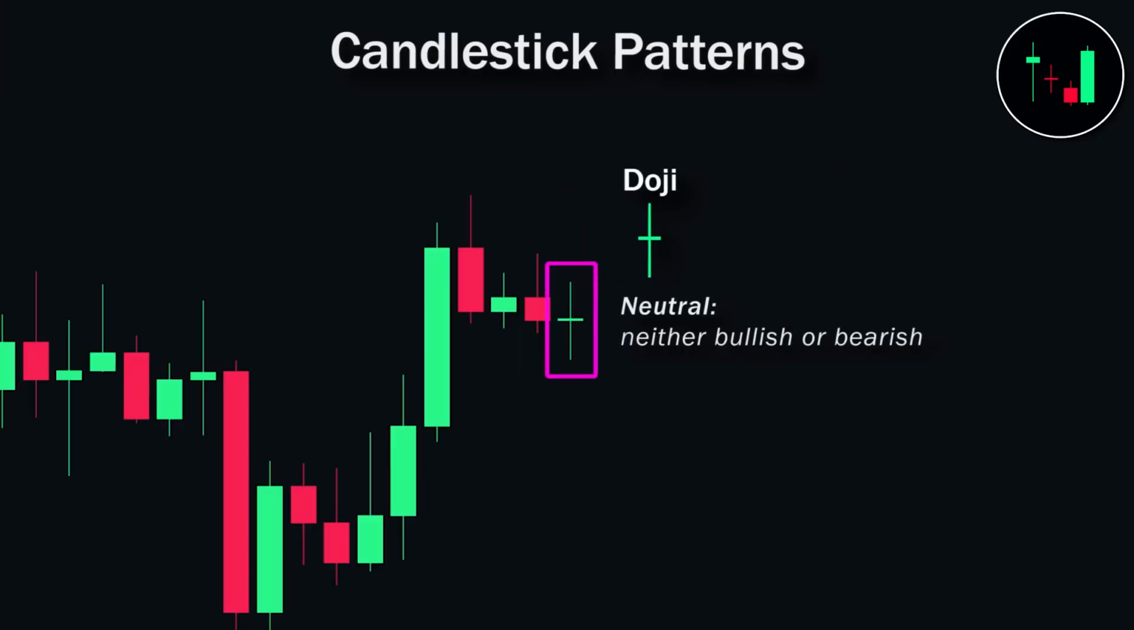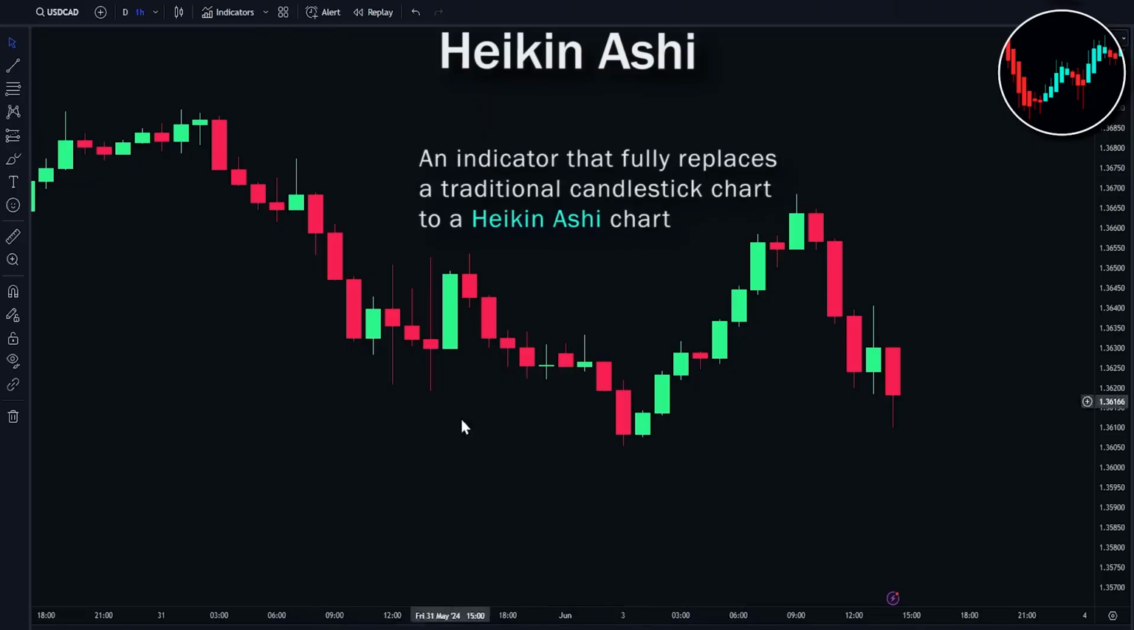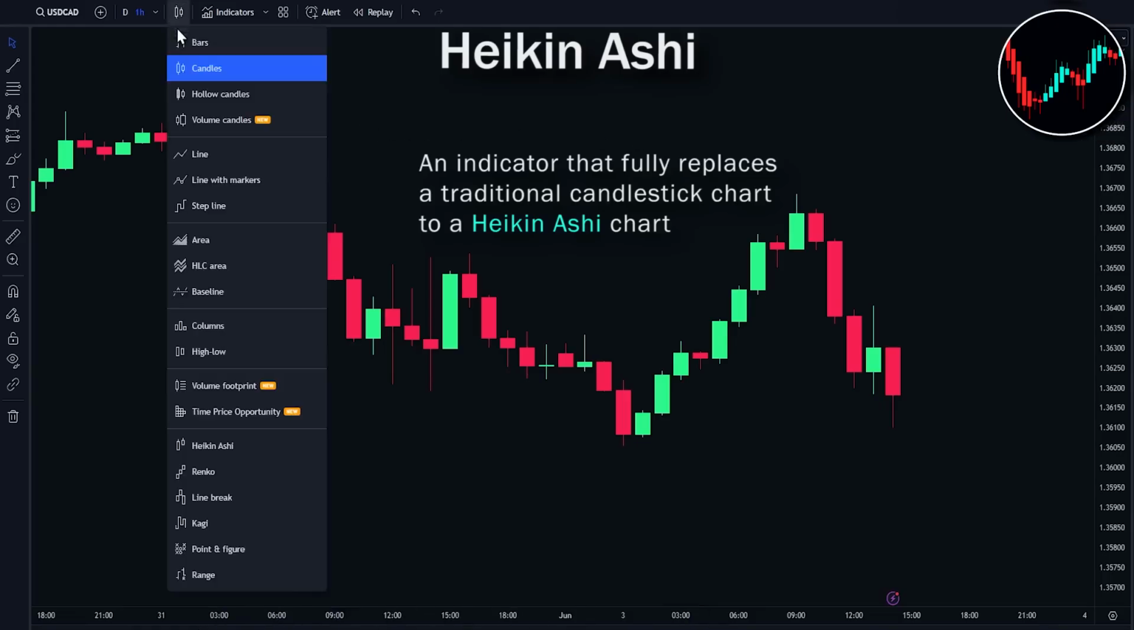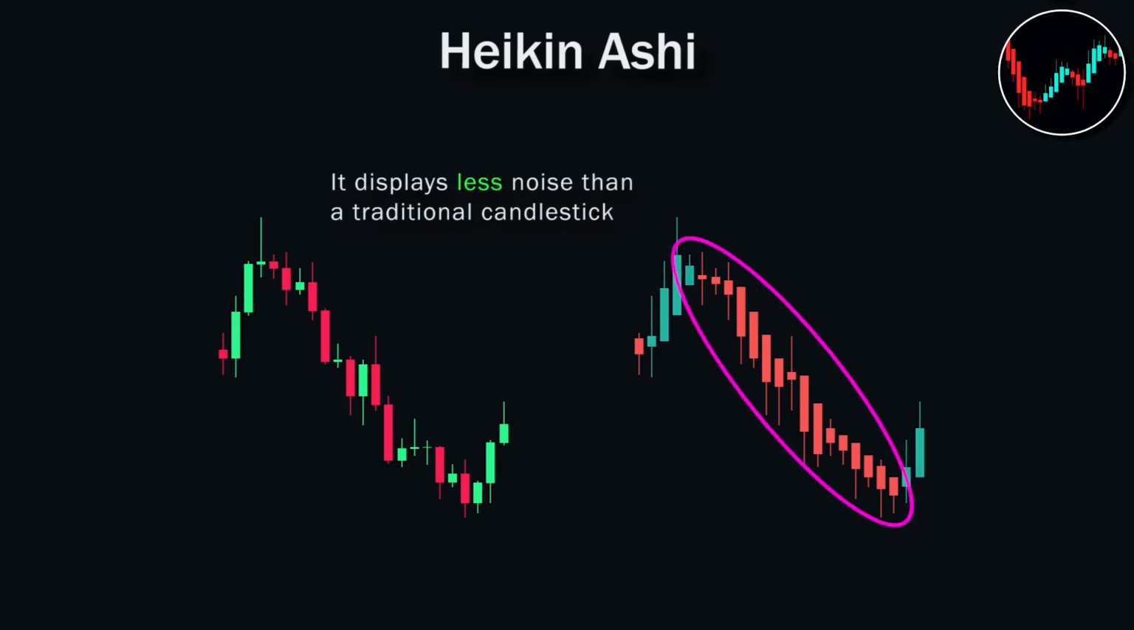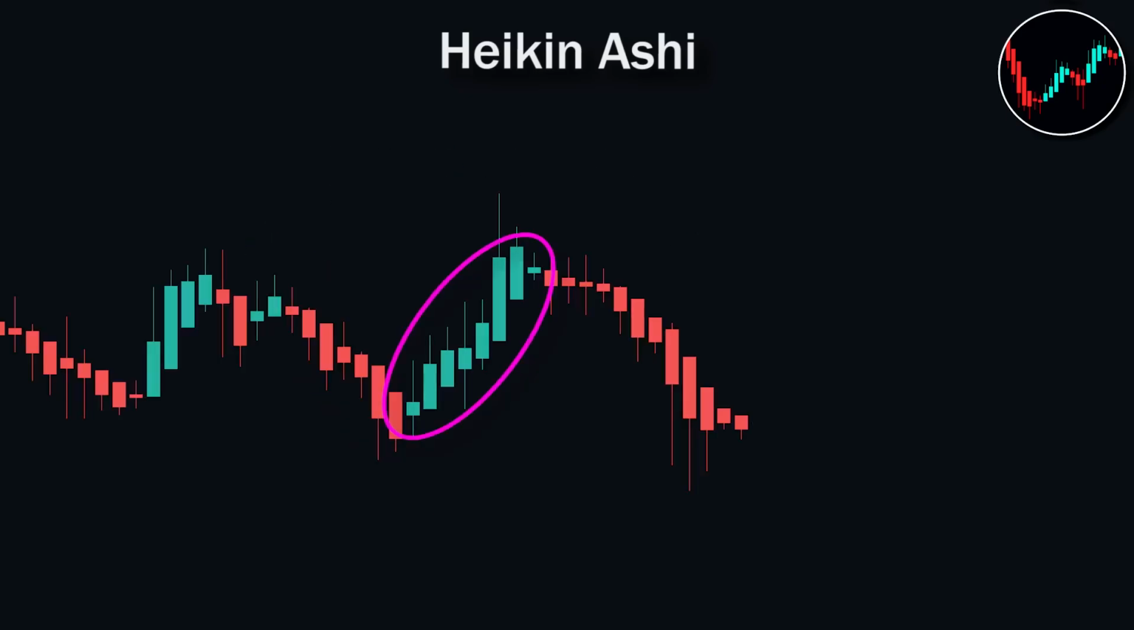Heikin-Ashi. It is an indicator that fully replaces a traditional candlestick chart to a Heikin-Ashi chart. When applied, it tends to give less noise than a traditional candlestick. A green Heikin-Ashi candle signals that the price is on an uptrend, and a red Heikin-Ashi candle signals that the price is on a downtrend.